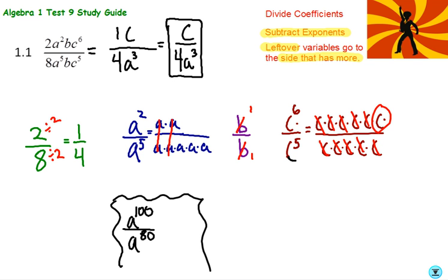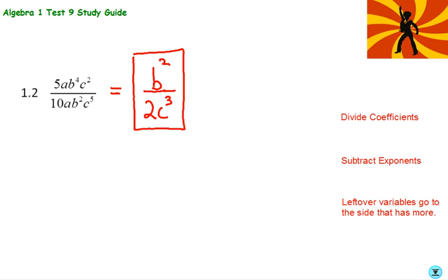Okay, so you should have had the opportunity to try 1.2 and 1.3. What I'll do for you is show you what the answer is. So 1.2, the answer is b squared over 2c cubed. If you got that one correct, great. Let's go ahead and check the next one.